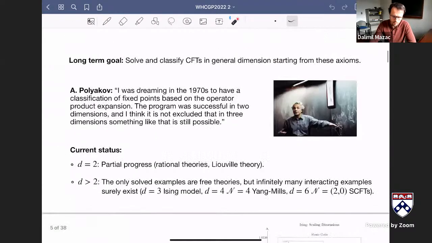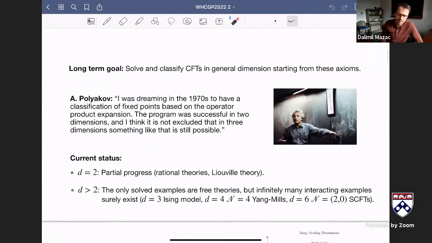The long-term goal is to try to solve and classify conformal field theories in a general number of dimensions, starting from these axioms. This was nicely captured in a quote by Polyakov, who said that in the 70s he was dreaming of a classification of fixed points based on the hyperbolic expansion, and the program was successful in 2 dimensions. And I think it is not excluded that in 3 dimensions something like that is still possible. So that's a very, very ambitious goal, and at the moment we are very far from it being realized.